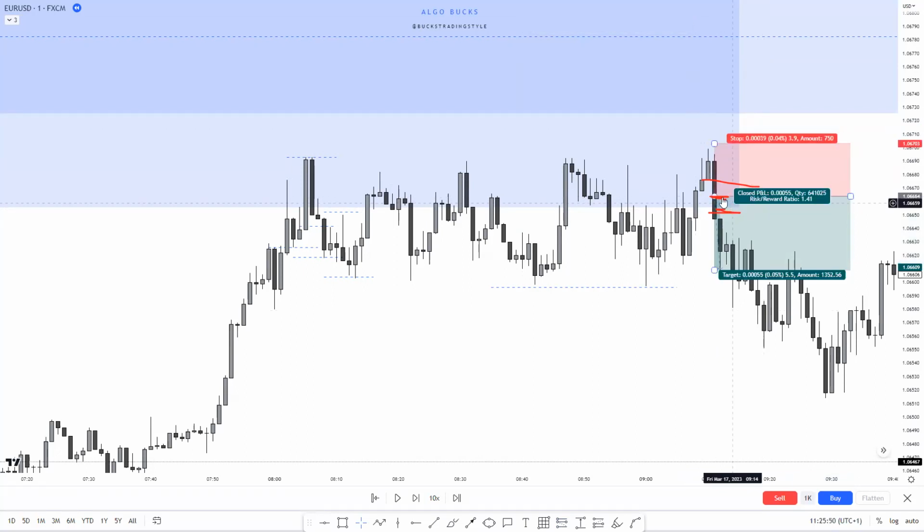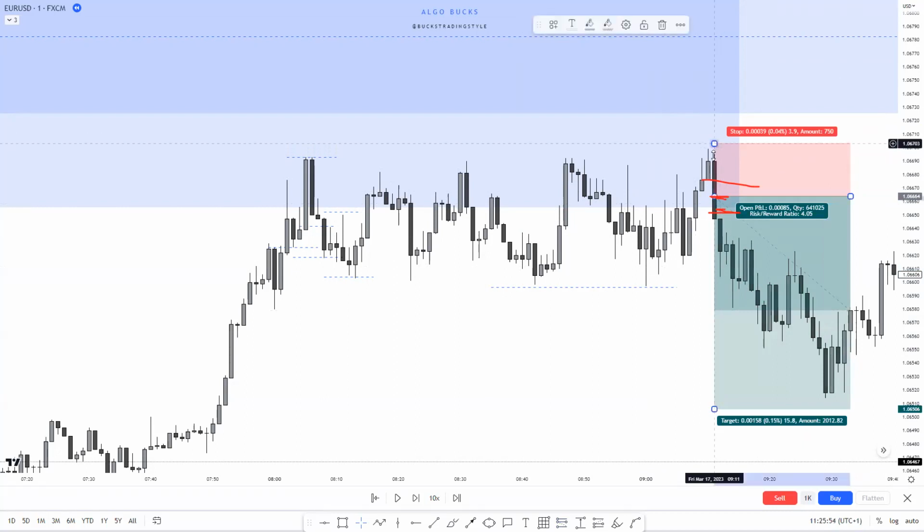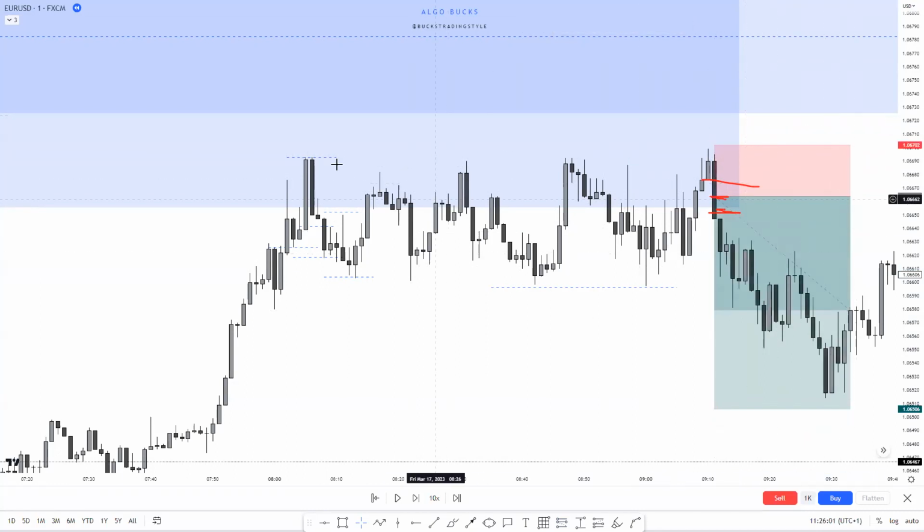Yeah, stop loss was somehow here. This was a 4 pips stop loss because my entry was somewhere around here, a 3 pips stop loss, but it was not protected, so I had to adjust it to 4 pips. Okay, so this trade was just based off a liquidity sweep.